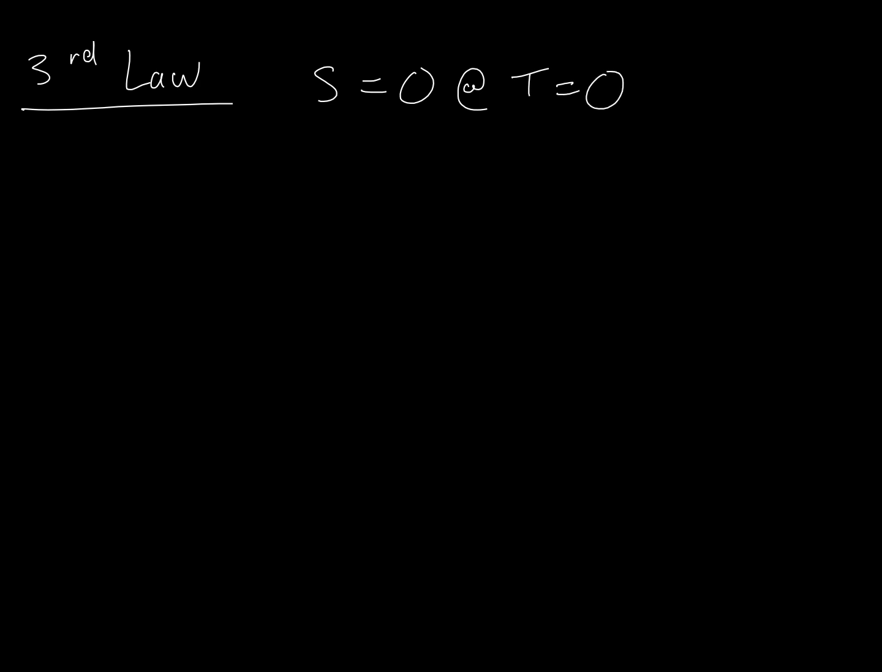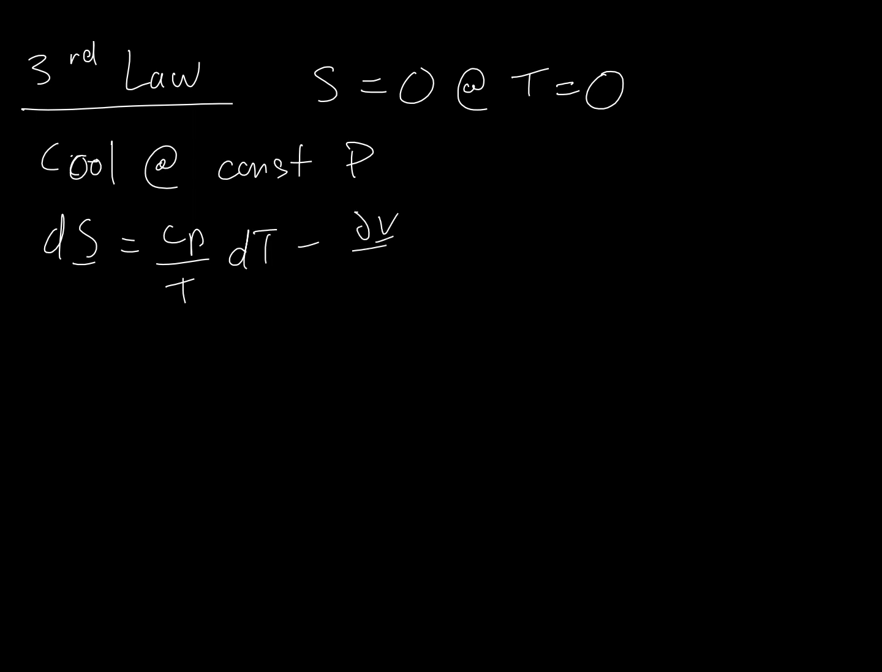Okay, so then the last criteria, I'm just going to talk about the third law of thermo really quickly. It can basically be derived from the first and second laws and the stability criteria, where basically the third law states that S equals 0 at T equals 0. So if we were to cool something at constant pressure, we can write dS is equal to C sub P over T dT minus (dV/dT) at constant P dP.